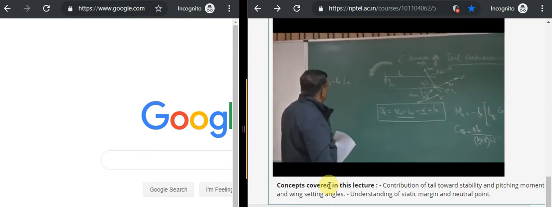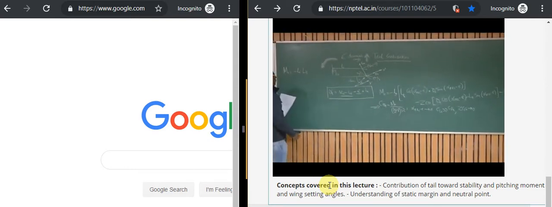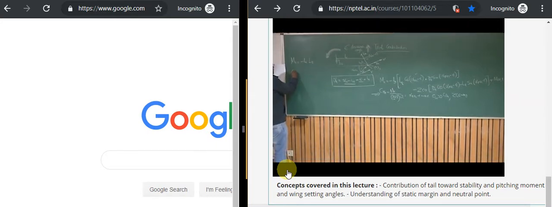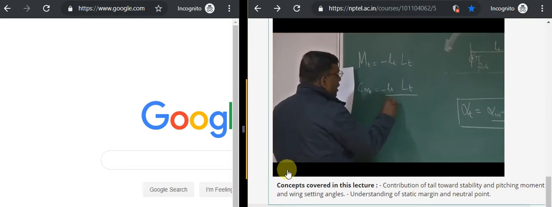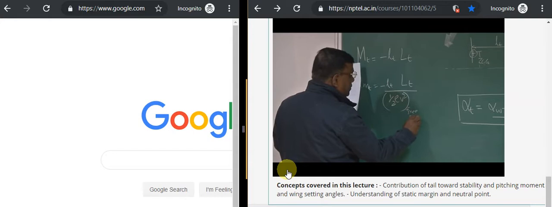Okay. So from here, I know how to get CMT. I have to do this trick. Divide by half rho V square S C bar. So the professor is deriving it from the expression, getting the moment of T, and then afterwards getting CMT, since the other terms become 0. Let's see. Get CMT as minus LT into LT by half rho V square free stream into S C bar.